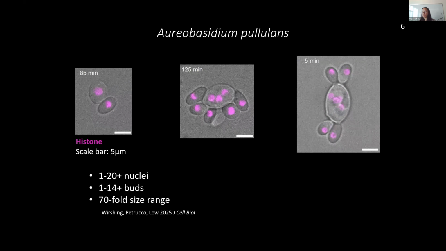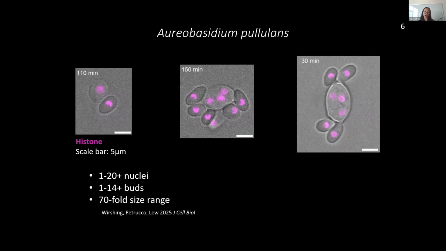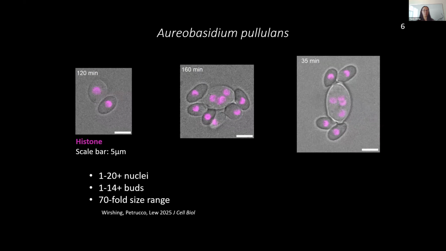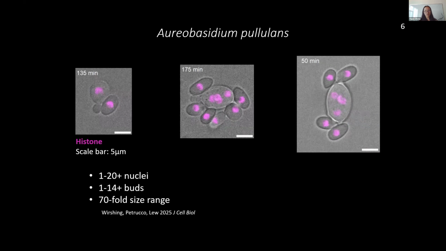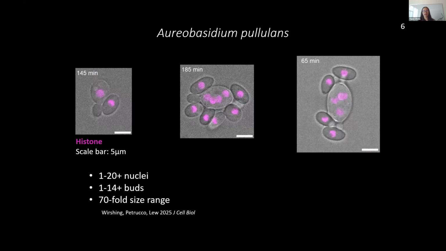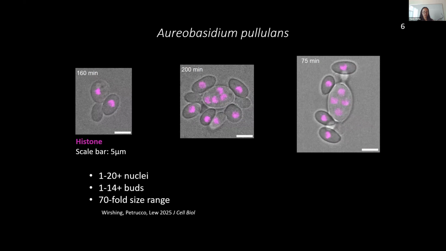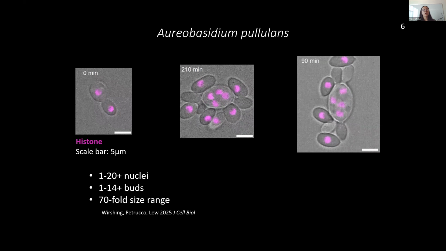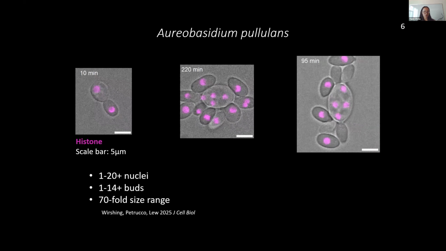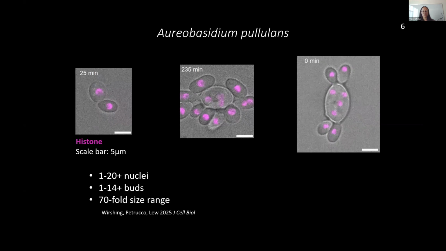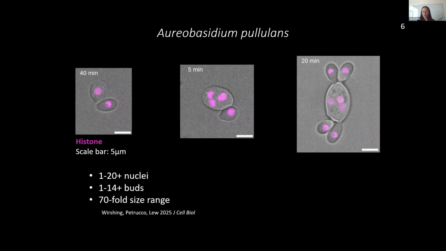Now, by going through a lot of these live cell images, I was able to summarize what the cell cycle looked like in pullulans budding yeast cells. Different from Saccharomyces cerevisiae, which has a much longer G1 and a negligible G2, pullulans cells have a pretty short G1 phase, but then a very long G2 phase.